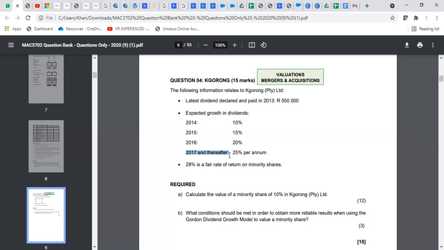In the real world, it can be multi-stage, but for our purpose, we'll go as far as a two-stage approach. This part, where the growth is different, is known as the explicit period. This part, where the growth becomes constant, is known as your terminal value or continuing value. Same thing. So just take note of that. That's the first thing.